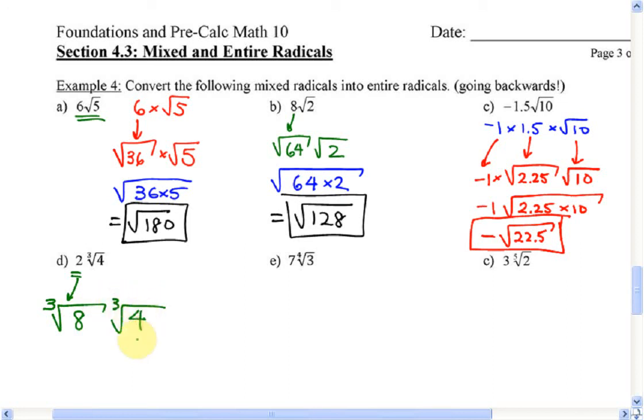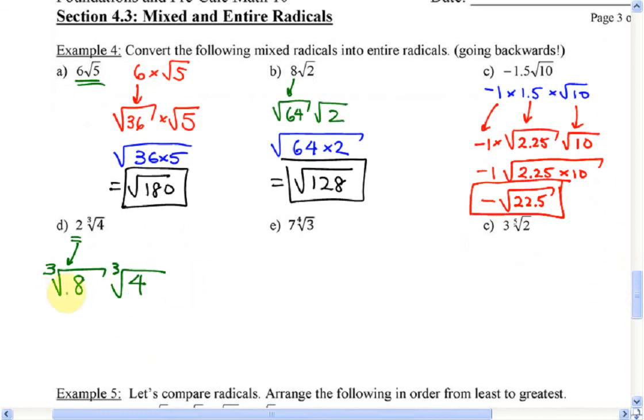Okay. So we've got 2, which is the cube root of 8. We've got the cube root of 4. Once again, when the roots are the same, we can combine them underneath. So what's 8 times 4? That's 32, so this is just the cube root of 32. Done.